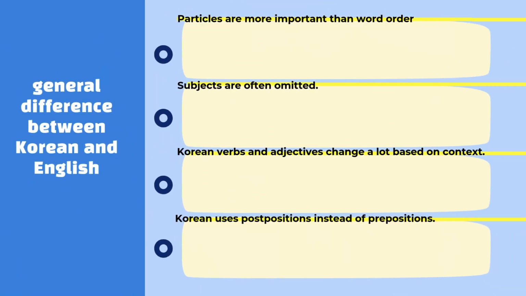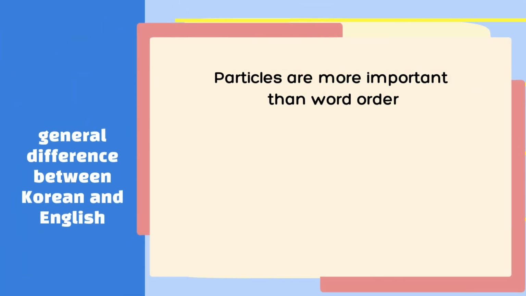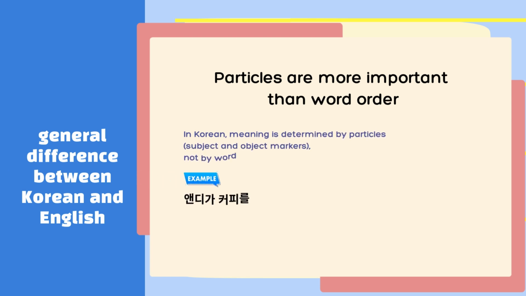Before we dive into sentence structures, let's go over some key differences between English and Korean. 1. Particles are more important than word order. In English, word order determines meaning, but in Korean, particles play a key role. Let's look at the example. 앤디가 커피를 좋아해요. Andy likes coffee.